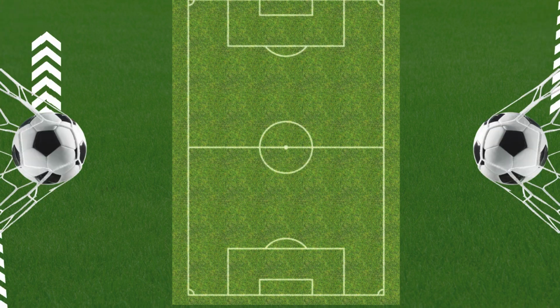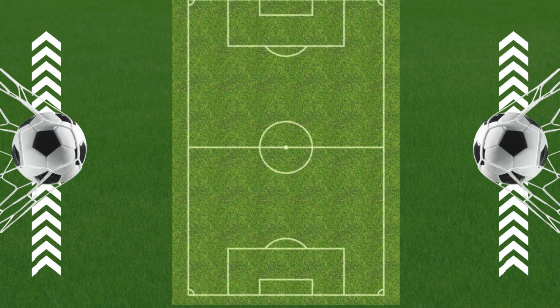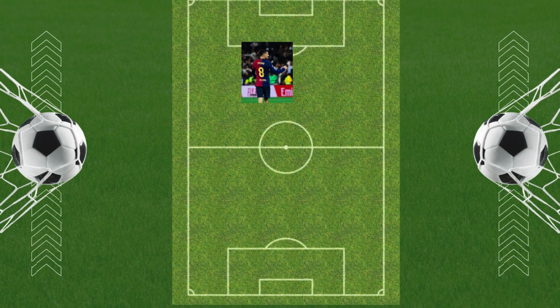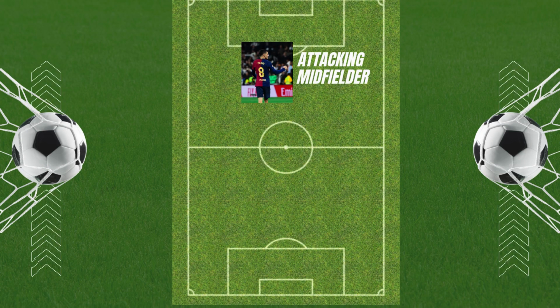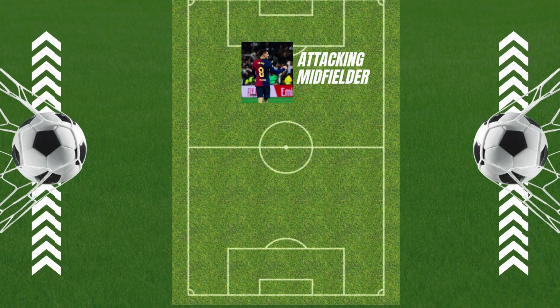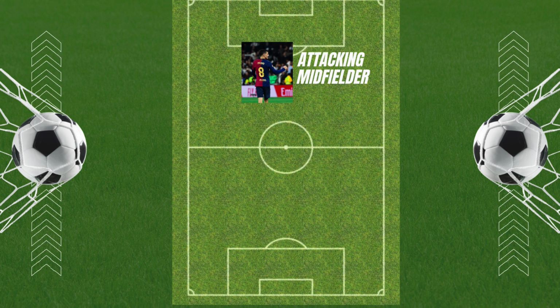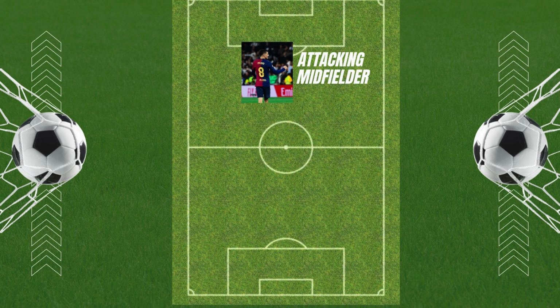Moving on forward, we're going to use the name of a player from Barcelona. His name is Pedri, and he is an attacking midfielder. He has a lot of talent, and he is a very important player for his team. So I would consider he could be a good example for this lesson.